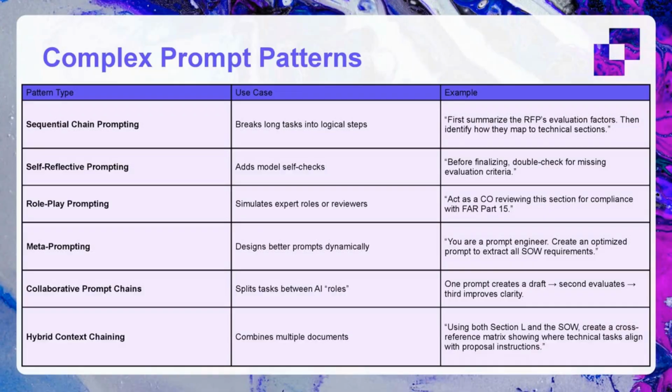We've talked a lot about assigning a role to the AI, but I want you to think about giving even more direction or context in this case to frame the way that the model approaches your ask. So this is the example that I talked about at the top of the session. Act as a contracting officer reviewing this section for compliance with FAR Part 15. That is not only assigning a role, but it's giving more context and direction on how the review needs to be approached.